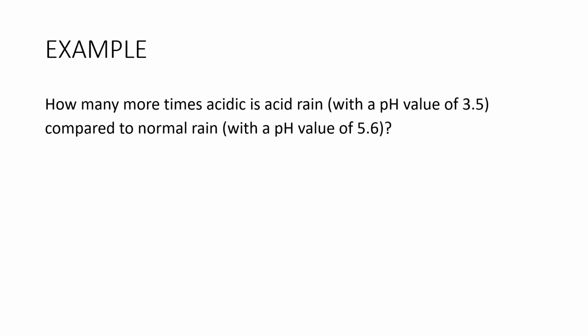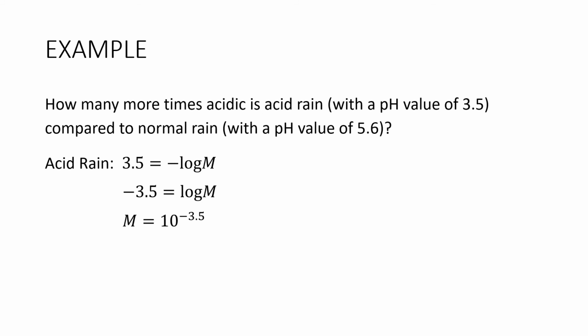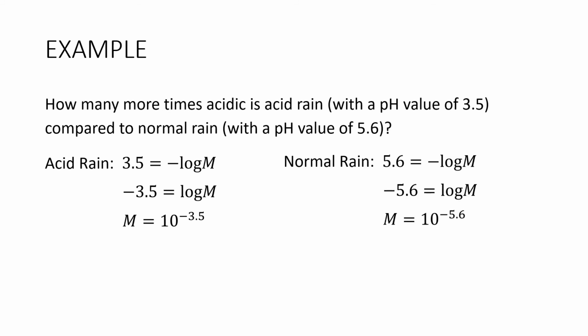So how many more times acidic is acid rain that has a pH value of 3.5 compared to normal rain that has a pH value of 5.6? All right, acid rain, let's put the pH in, 3.5, taking the negative over and then turning into index form. M is equal to 10 to the power of negative 3.5. Normal rain, doing the same method, m is equal to 10 to the power of negative 5.6.